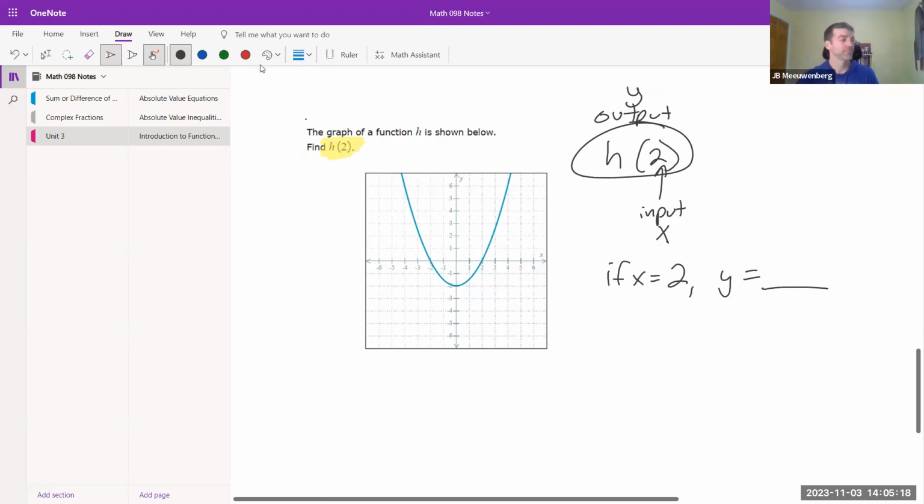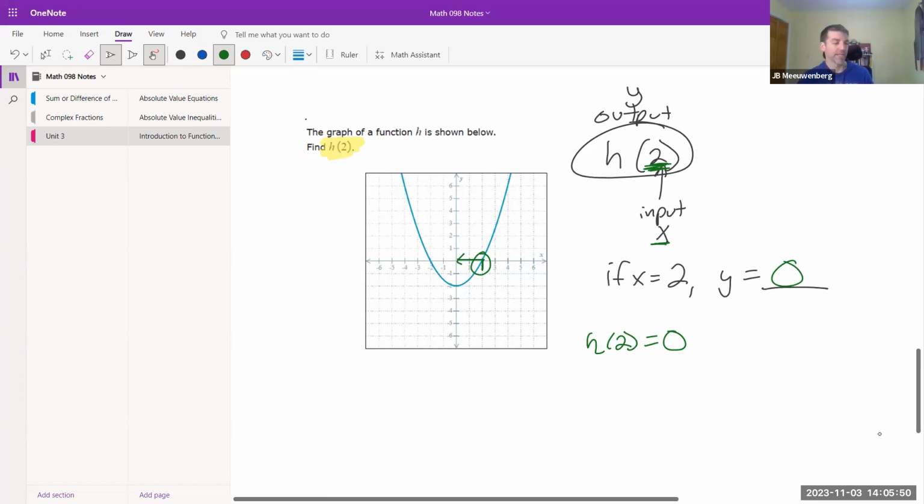So what are you going to do? You're going to look on your graph and see where 2 is the x value. Look on your x-axis. There it is, right there. So if this is the input, 2, what's the output? You're going to look over to your y-axis. What's the y value there? The y value is equal to 0. So we say h of 2 is equal to 0. 2 is the input. 0 is the output.